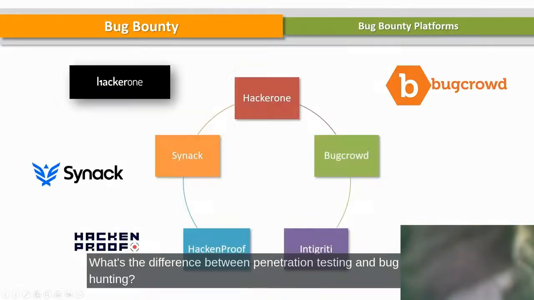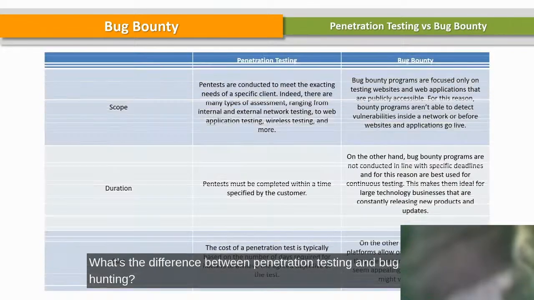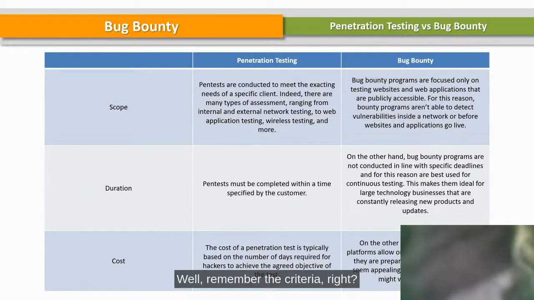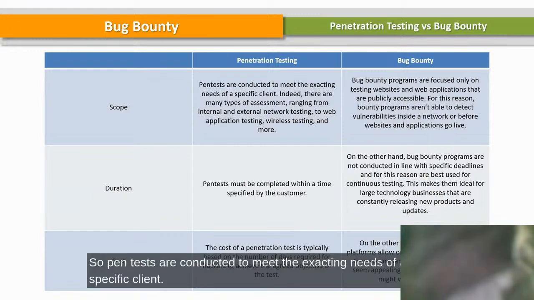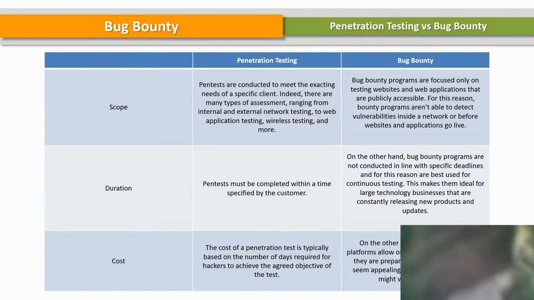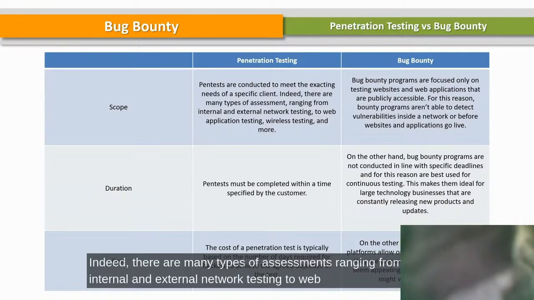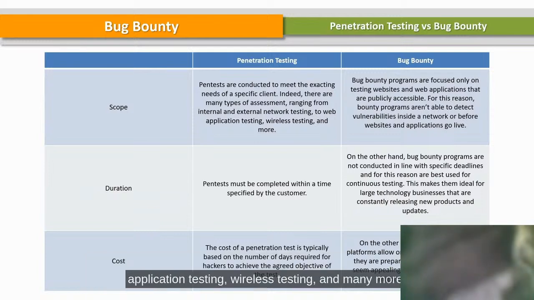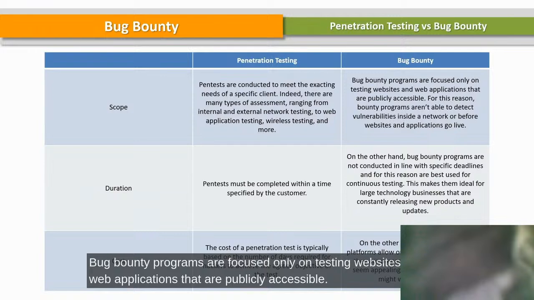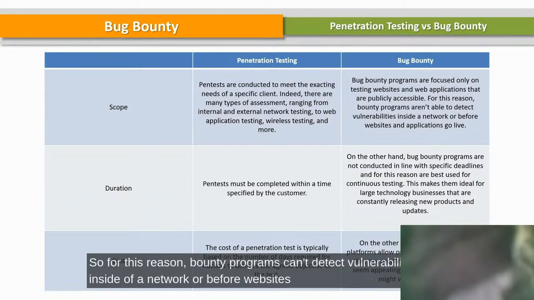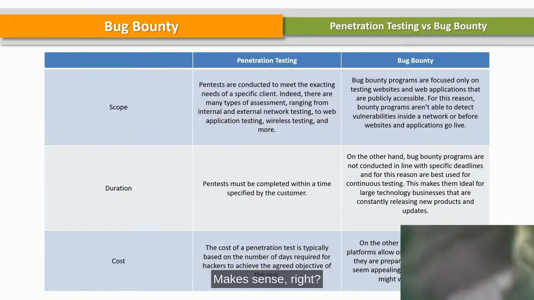Anyway, what's the difference between penetration testing and bug bounty hunting? Well, remember the criteria, right? The scope. Pen tests are conducted to meet the exacting needs of a specific client. Indeed, there are many types of assessments, ranging from internal and external network testing to web application testing, wireless testing, and many more. Bug bounty programs are focused only on testing websites and web applications that are publicly accessible. So for this reason, bounty programs can't detect vulnerabilities inside of a network or before websites and applications go live. Makes sense, right?